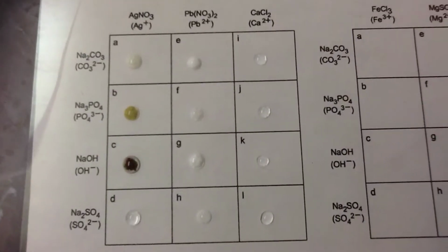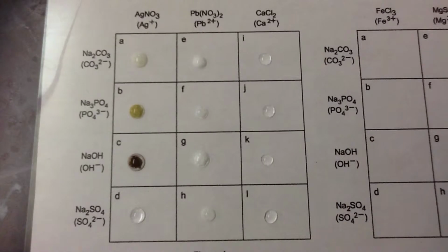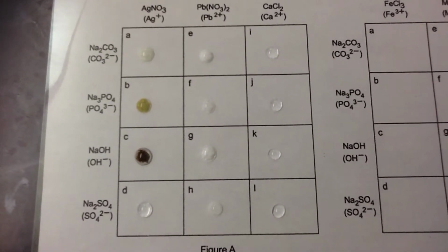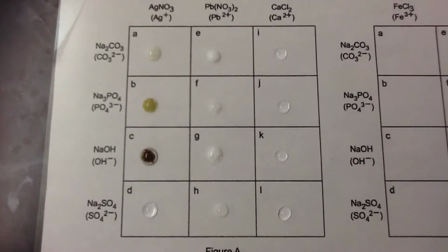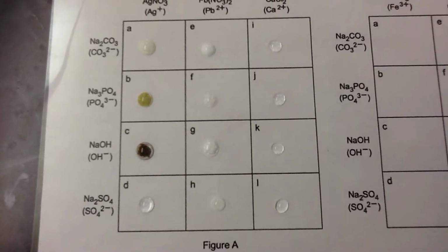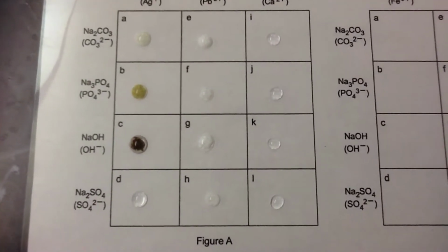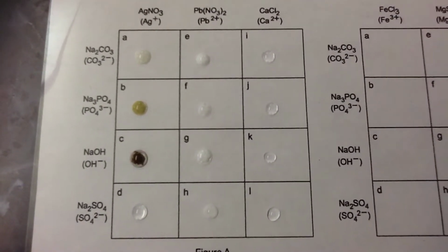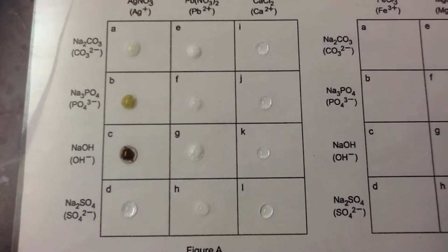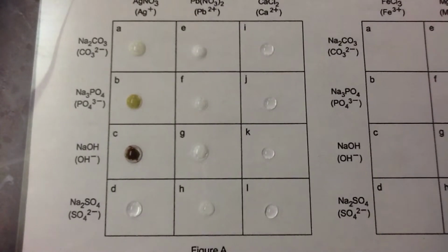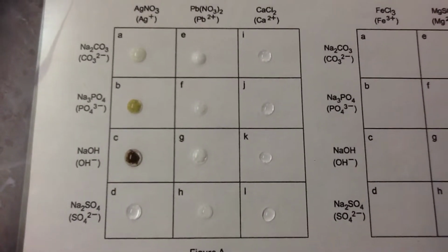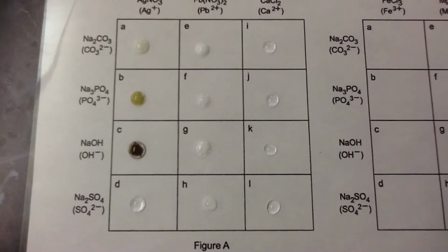When we mixed PbNO3 and Na2CO3, it turned a really milky color, almost like bleach. And then when we mixed PbNO3 and Na3PO4, it's still milky, but more translucent than the first one. Then when we mixed PbNO3 and NaOH, it's similar to the first one. It's very milky and very white. And when we mixed PbNO3 and Na2SO4, it's somewhat translucent with a little bit of white in it.